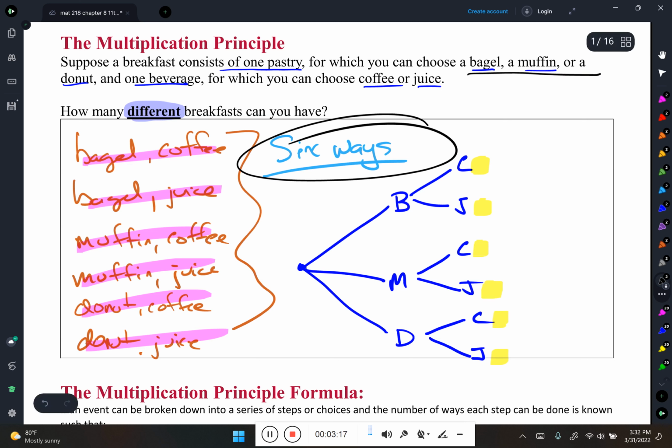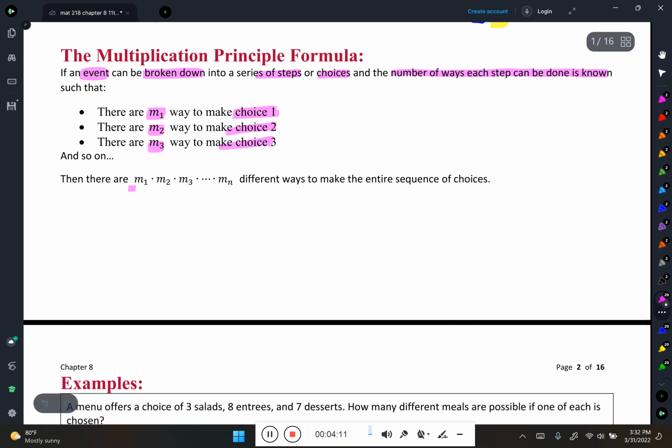The multiplication principle says that if you can take a big event and break it down into steps or choices along the way, and at each step or choice, the number of ways that you can do it are known, so that on step 1 there are M1 ways to make choice 1, and there are M2 ways to make choice 2, and there are M3 ways to make choice 3, and so on and so forth, then if I just multiply together all those M's, M1 times M2 times M3 and so on, that will give me the total number of ways to make the entire sequence of choices.